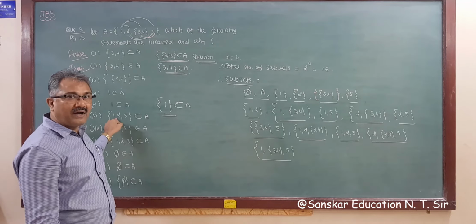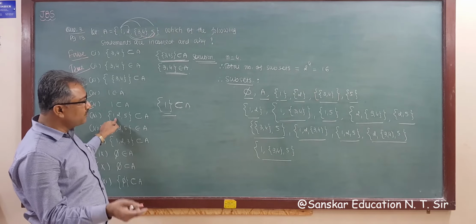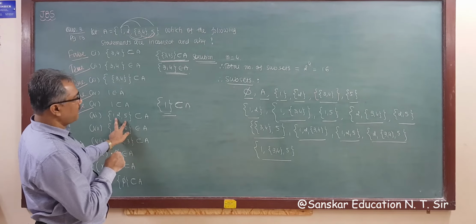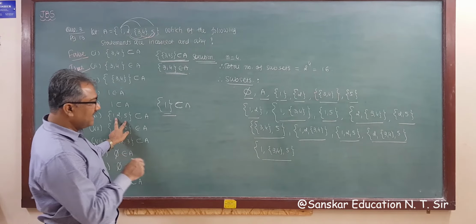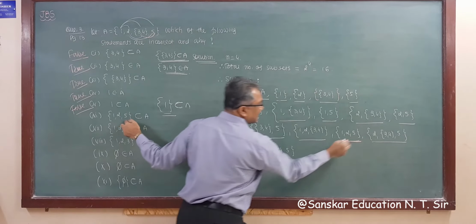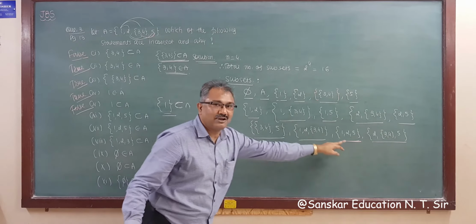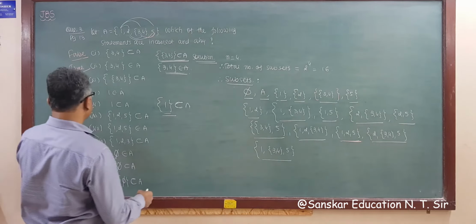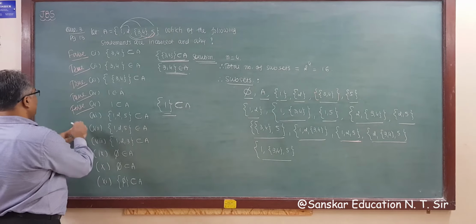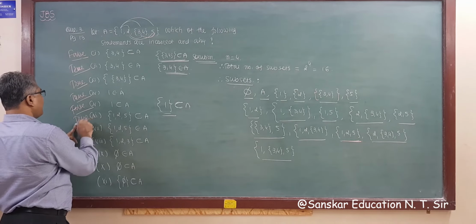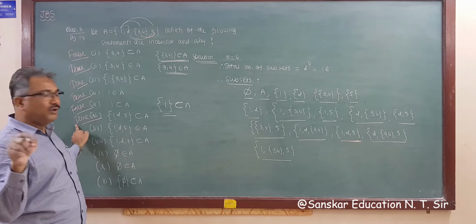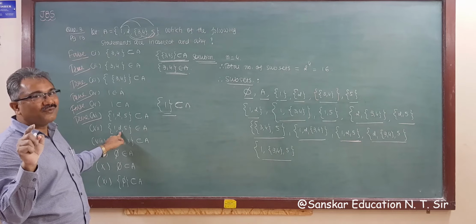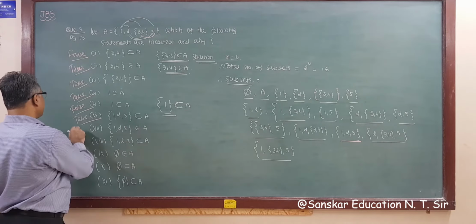Now {1, 2, 5}. Is there {1, 2, 5} in the triplets? You have to find out if it is a subset of A. Yes. {1, 2, 5} is in the list of subsets. So {1, 2, 5} is a subset of A. So this is true. So 6 is true. Then {1, 2, 5} does not belong to A, right? That is false.